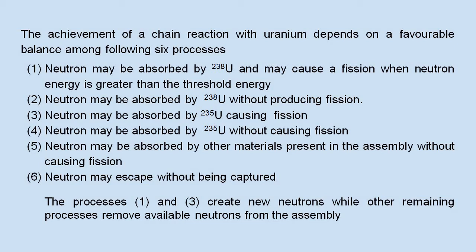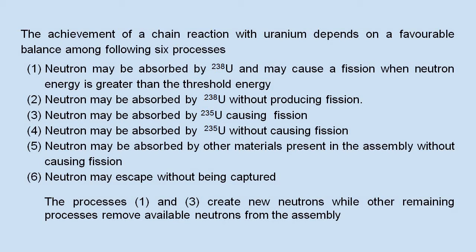A neutron may be absorbed by uranium-235 causing a fission, or as the fourth point, a neutron may be absorbed by uranium-235 without causing fission. A neutron may be absorbed by other materials present in the assembly, which means they will not cause fission. And a neutron may escape without being captured. So these are the 6 possibilities. Processes 1 and 3 create new neutrons, while the remaining processes remove neutrons from the assembly.